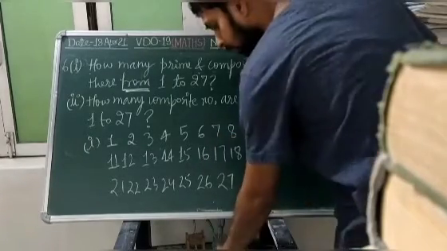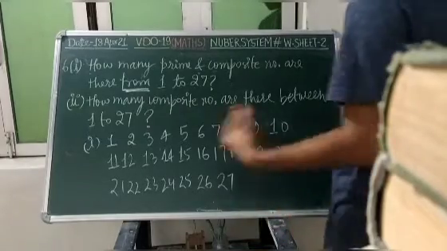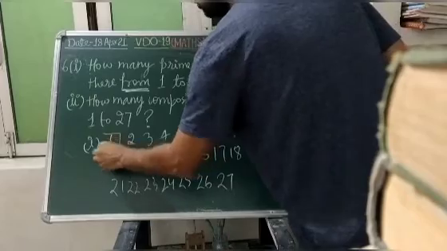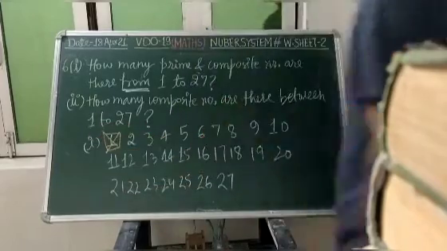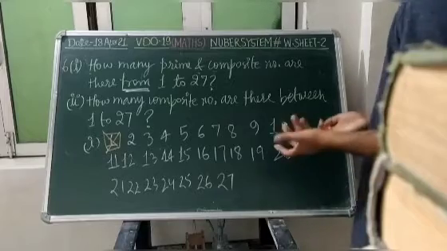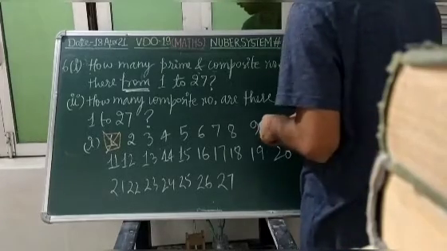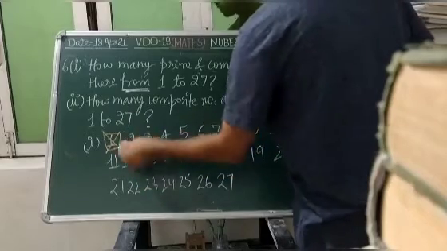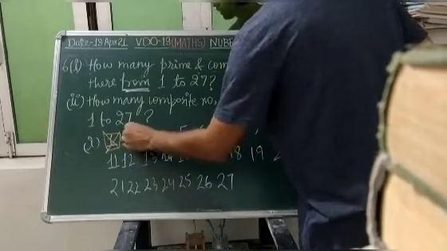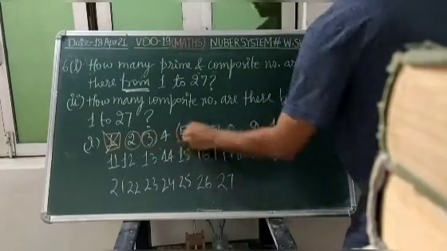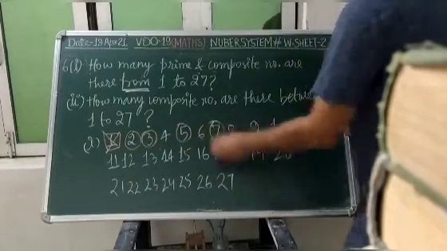Now choose the prime numbers and composite numbers. First we will select the prime numbers. So 1 we will not choose in prime or composite numbers. Prime numbers will start from 2. 2 is the smallest even prime number, so 2 will be there. 3 is also there. 5 is there. 7 is there.